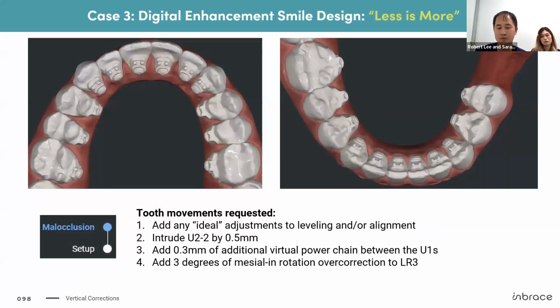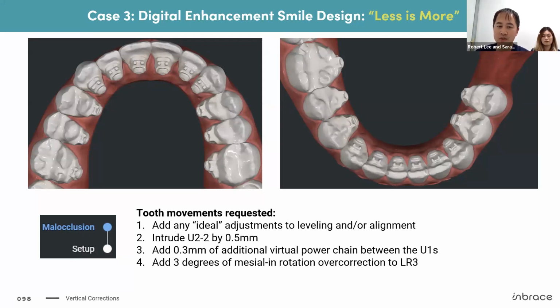At this point, we're just doing the final minor detailing. So we just added any ideal adjustments to the leveling and aligning that we wanted for both the upper and lower. We added a little bit more overcorrection again for the deep bite correction on the upper. And then because there was a little bit of residual space still between the upper ones, we added some additional virtual power chain to make sure that closes. That's something that now we add for you automatically through IFS, so you wouldn't need to worry about that.